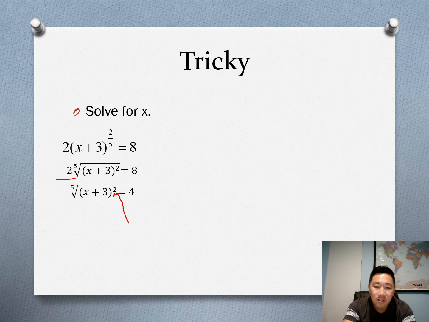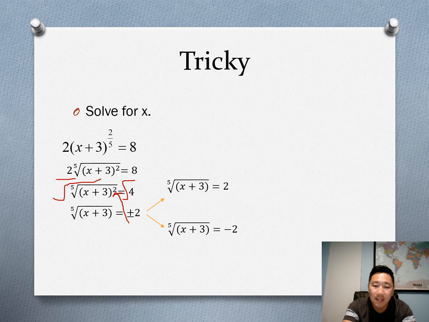Let's get rid of this square by square rooting both sides. Again, when you square root both sides, don't forget about the plus and minus. This is when you can split it up into two problems, one with the positive, one with the minus.